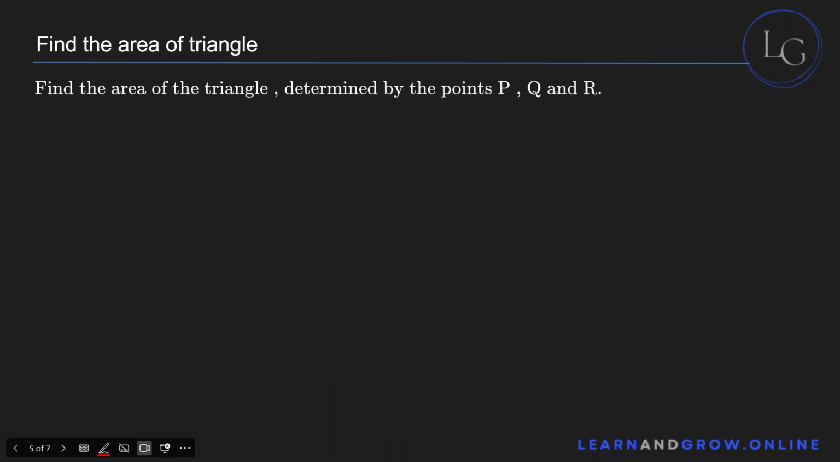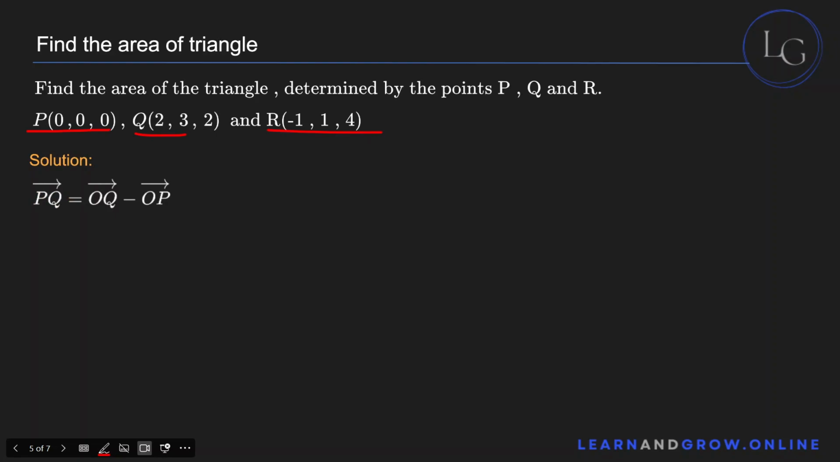Now, let's find the area of a triangle. So the points P, Q, and R make a triangle. Now, as you know, the area of a triangle is basically half of the parallelogram that it makes. So half of the magnitude of the cross product of base and height.